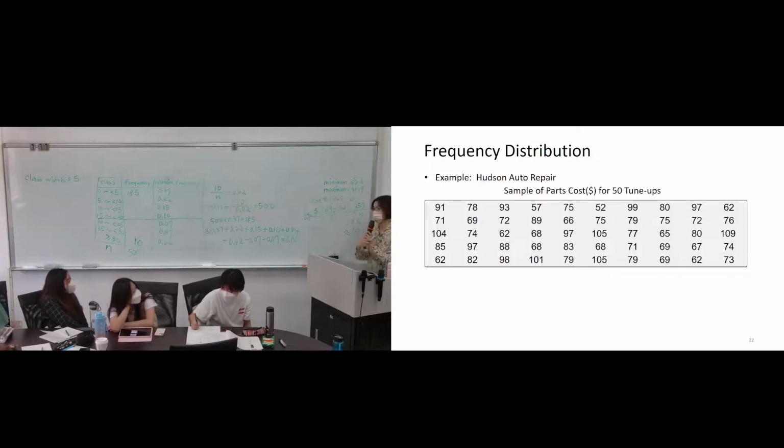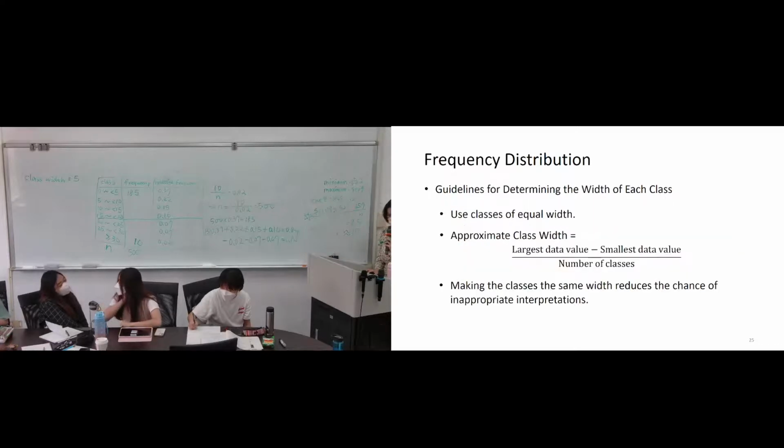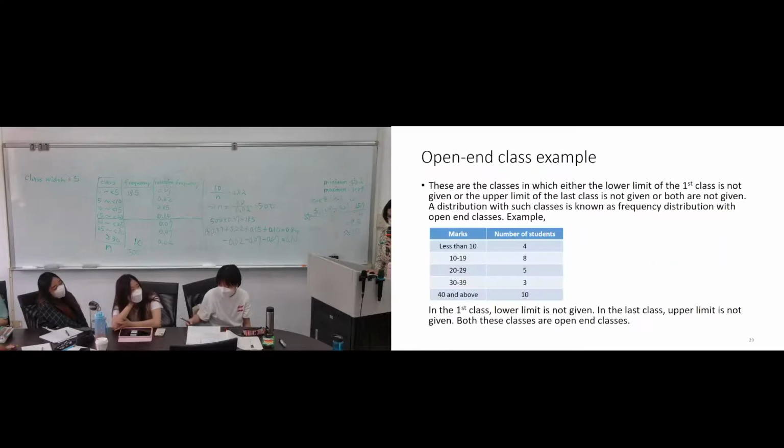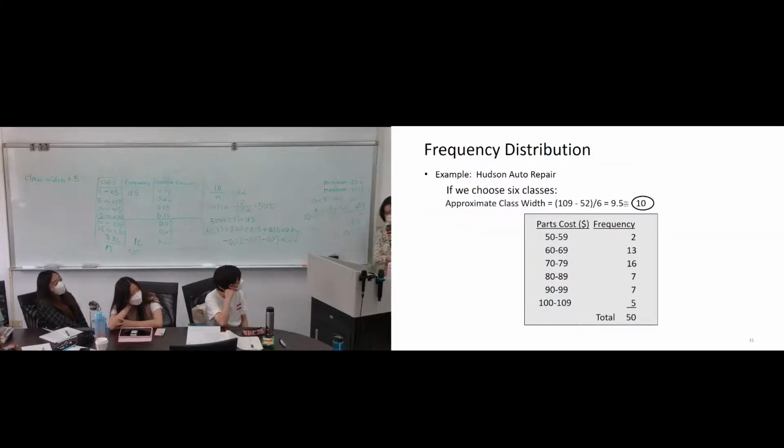The question context says they have already determined 6. Yeah, it's here. They have already chosen 6. And then that's how we find the class width. Questions?